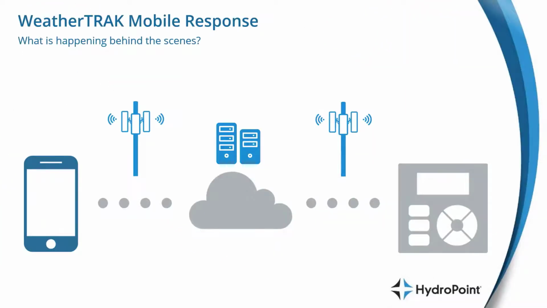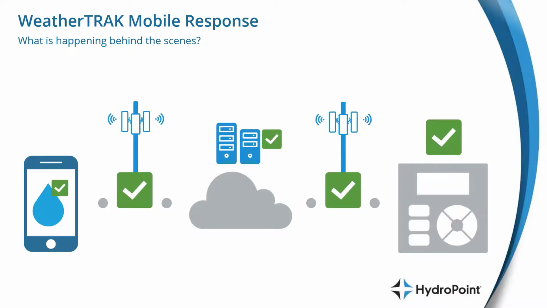Specifically, when you're operating WeatherTRAK Mobile out in the field, you send the command from your phone that goes directly to the cell tower that communicates that information to the HydroPoint servers, which process your request, then send it through the cell towers again to have the information land on the controller. Once the controller receives the command, a response confirmation is sent back to the cell tower, back to the server, back to the cell tower, back to the device that you're using in the field.